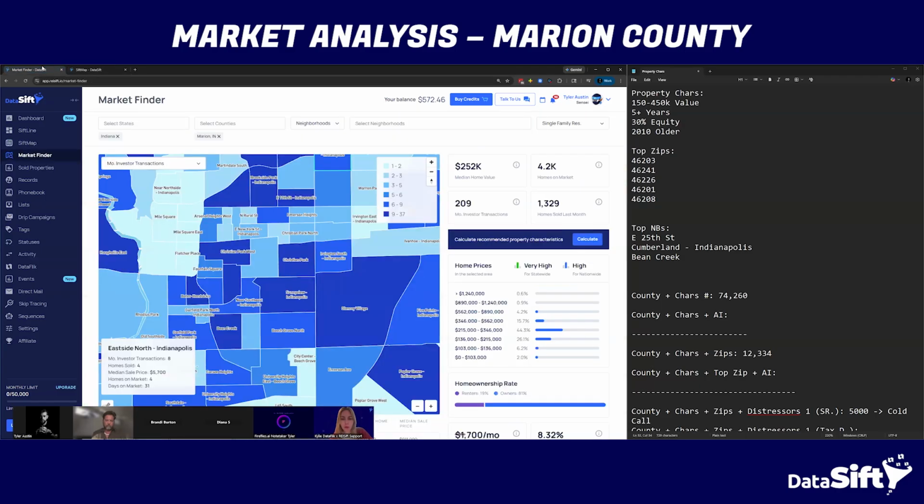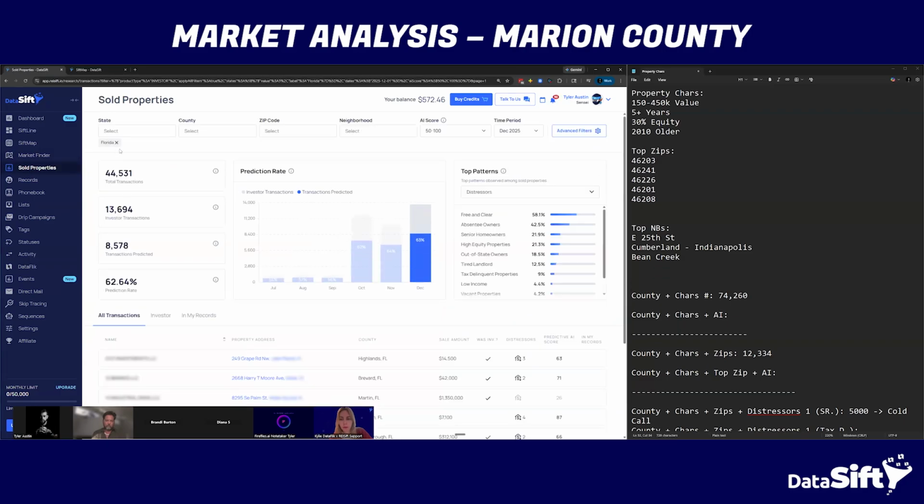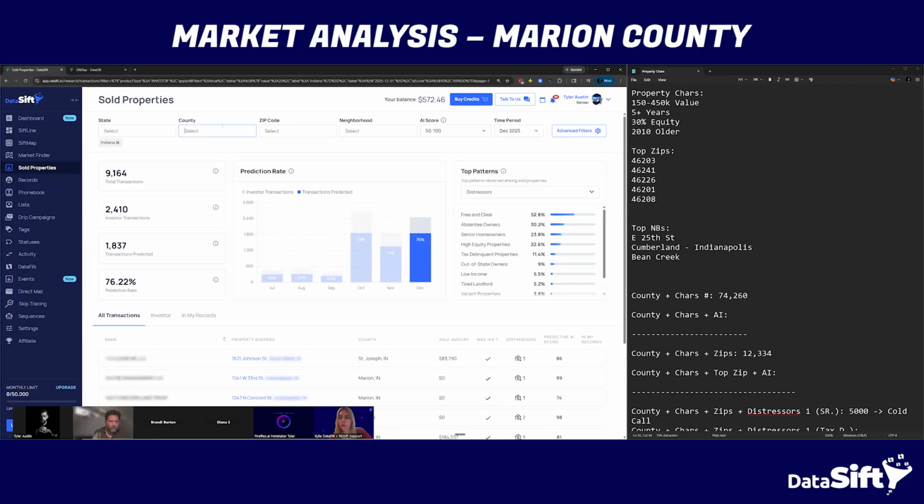And now we're going to go to sold properties. By clicking on sold properties, we're going to analyze what has actually sold in these areas. So I'm going to search Indiana. I'm going to search Marion, Indiana. I'm going to go back and say the last 6 months. And I'll just leave this AI score from 50 to 100.